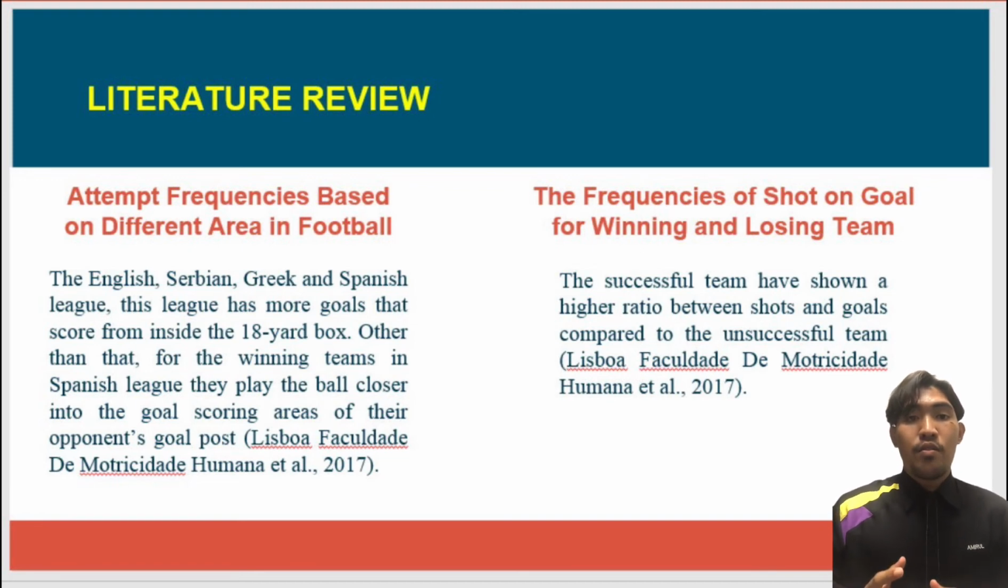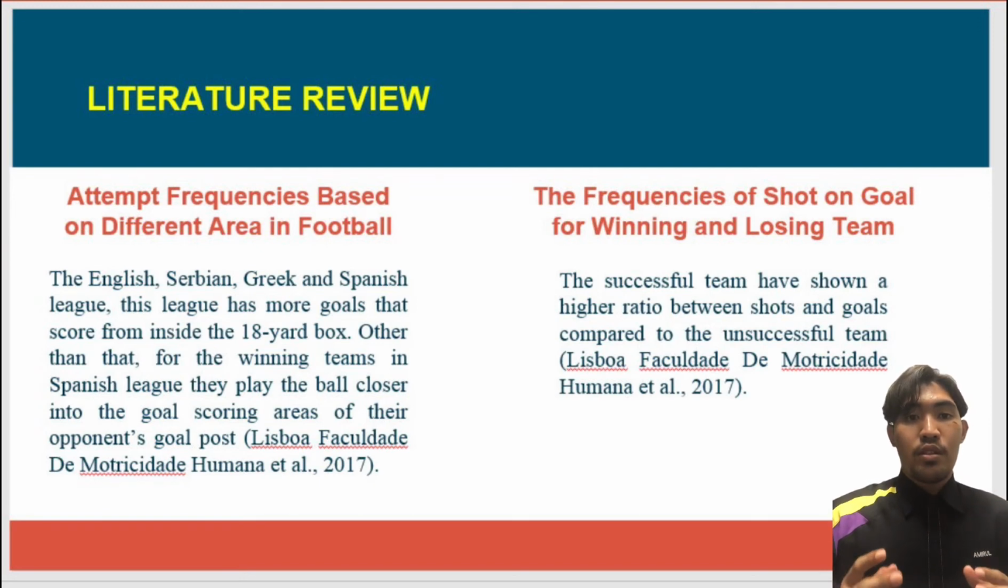The player can score from inside the penalty box area, outside the penalty box area, from the free kick and the corner kick. Based on the previous study, for the English, Serbian, Greek, and Spanish leagues, these leagues have more goals scored from inside the 18-yard box. Other than that, the winning team in the Spanish league plays the ball closer into the goal scoring area of their opponent's goal post.